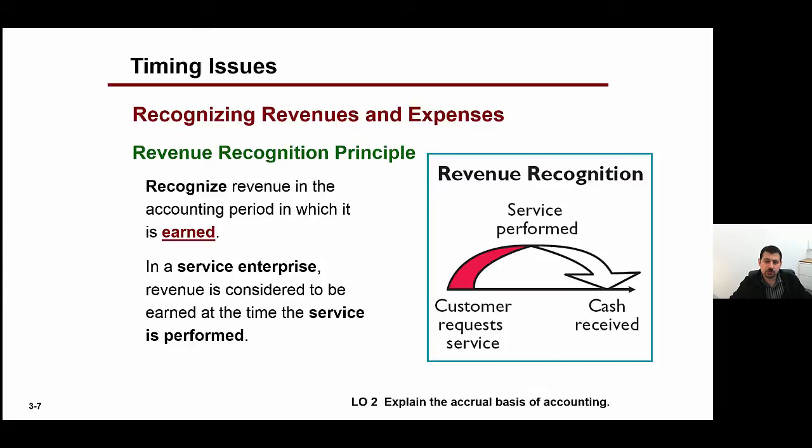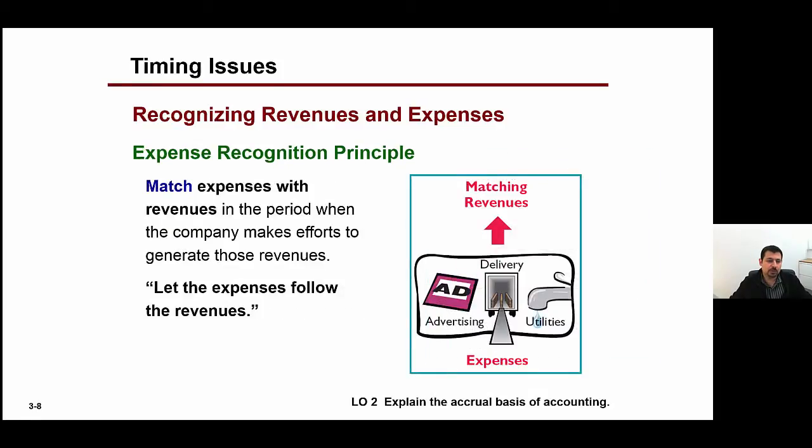The event that has happened, which is providing a service or making a sale, should be recorded in the same accounting period. And this is also more or less similar to when we talk about expenses. So here we have the expense recognition principle. It says that, or sometimes also called the matching principle. This is where the expenses follow the revenues.